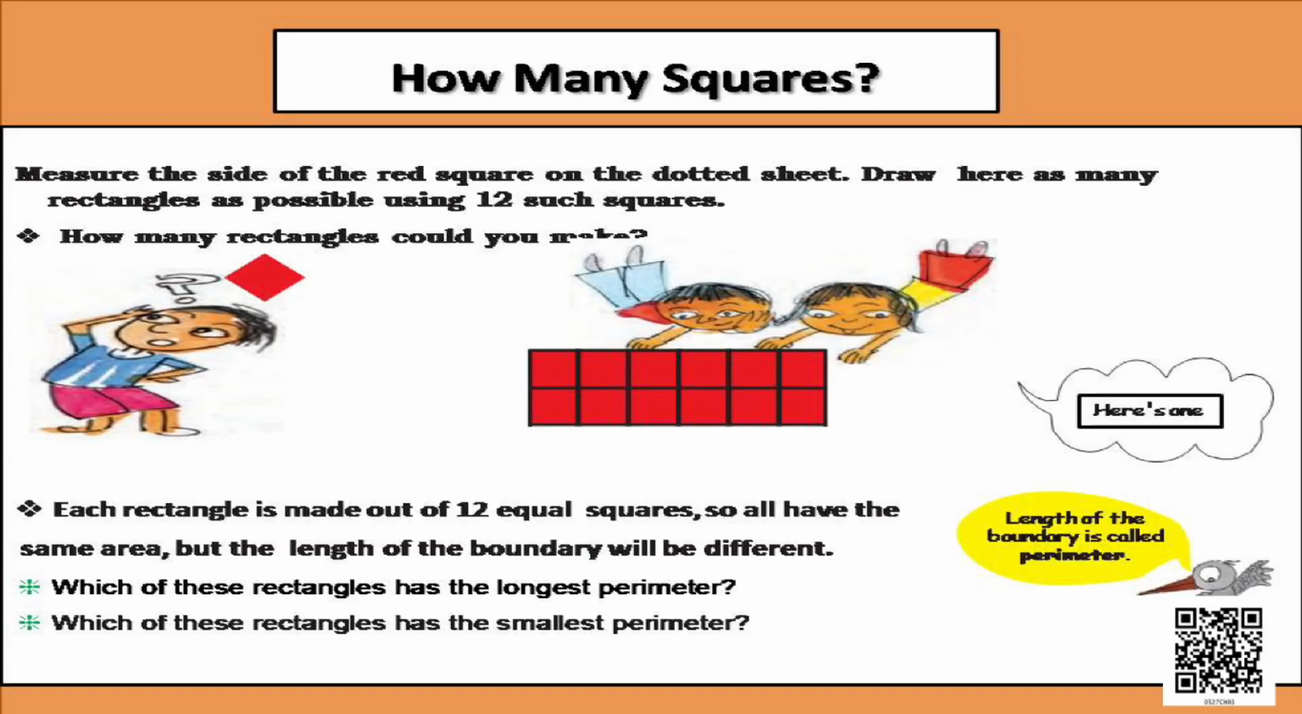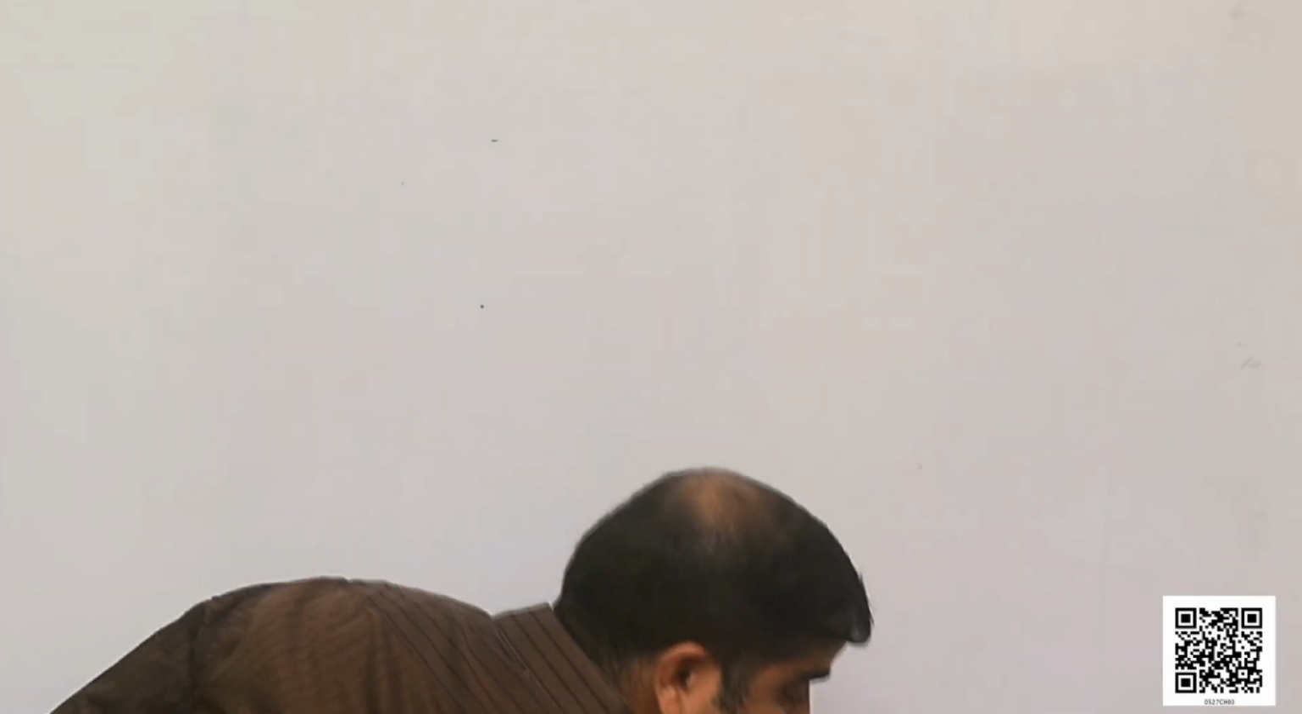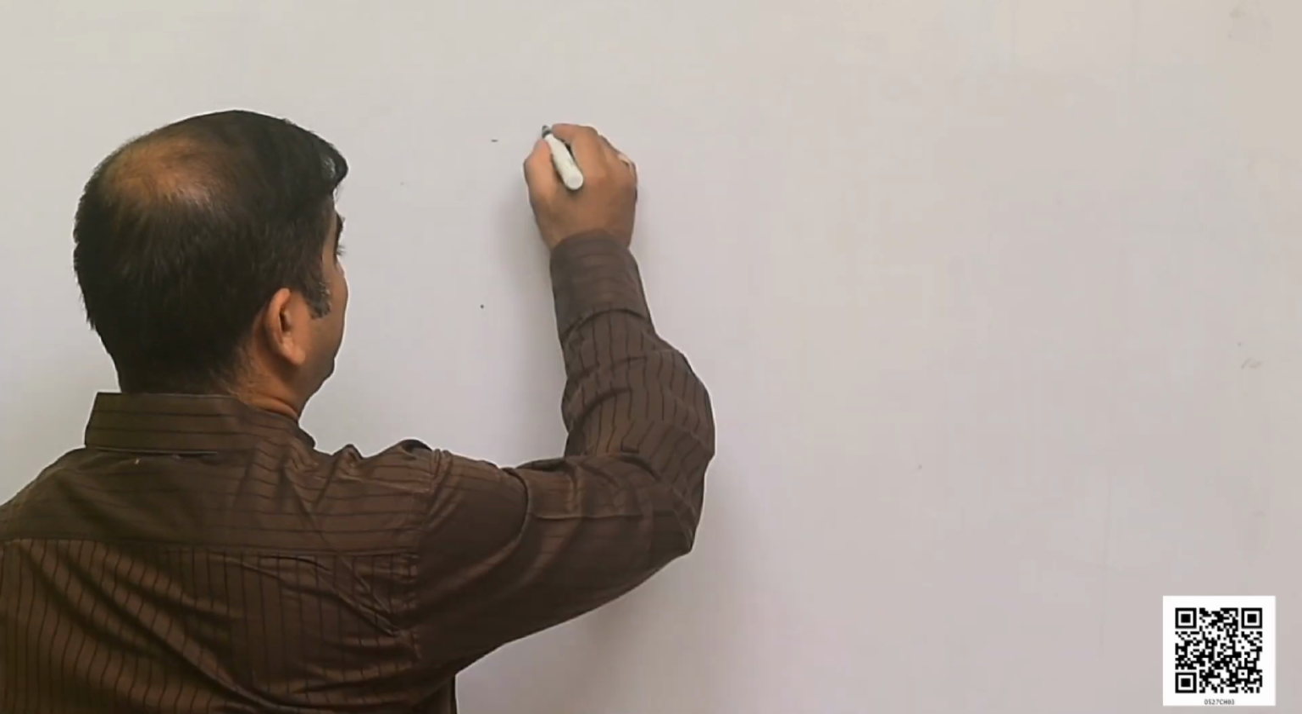Good morning, students. Today in our math class we are going to study how many squares. It's your chapter number 3 of the Math Magic book. Okay. So before starting the chapter, let me tell you something about the square. So let me draw a square first.